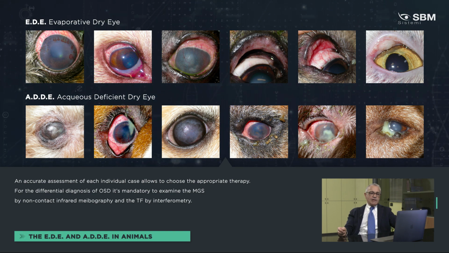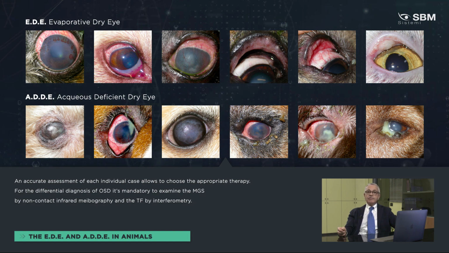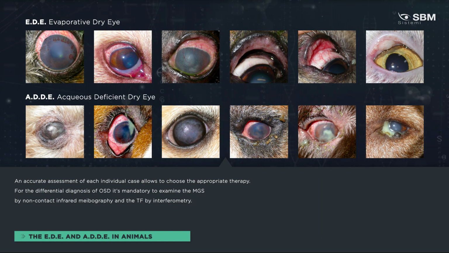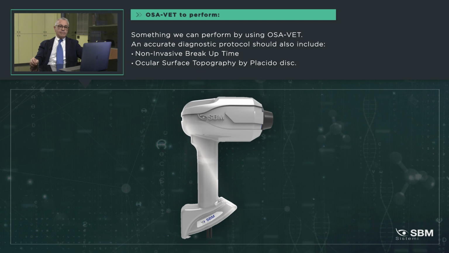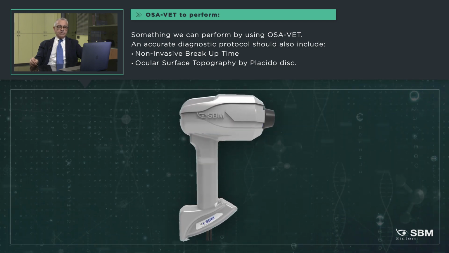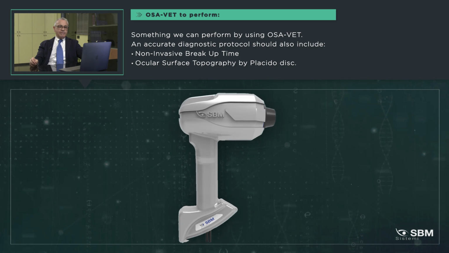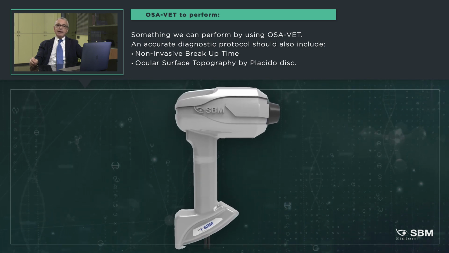For the differential diagnosis of ocular surface disorder, it's mandatory to examine the meibomian glands by non-contact infrared meibography and the tear film by interferometry. Something we can perform by using OSA VET. An accurate diagnostic protocol should also include non-invasive breakup time and ocular surface topography by Placido disc.